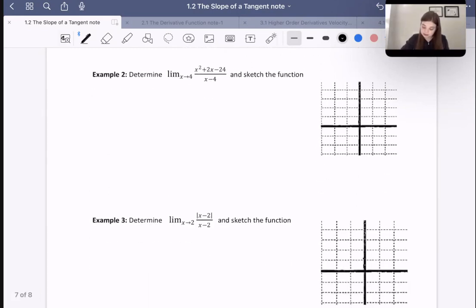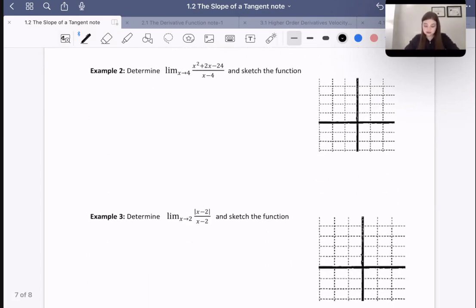Okay, let's move on to this one. It's a little bit trickier. It says, determine the limit as x approaches 4 and sketch the function. For this example, it's a little bit different because I can't just sub in x equals 4, otherwise I'll get something undefined and I'll think maybe my limit doesn't exist, which is not the case. This limit actually does exist, even though it is true that f of 4, the function when x is 4, is undefined. This function is undefined at x equals 4, but that does not mean that the limit doesn't exist.